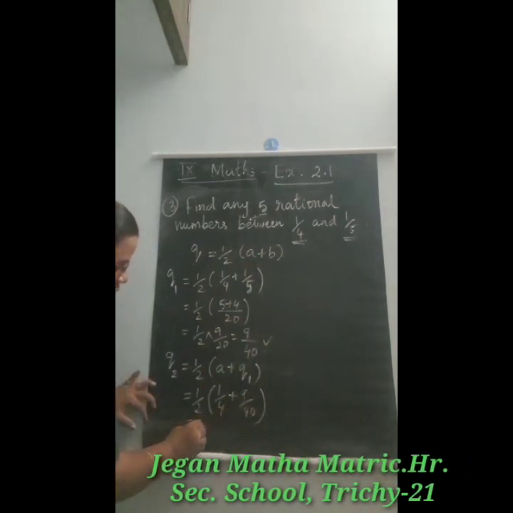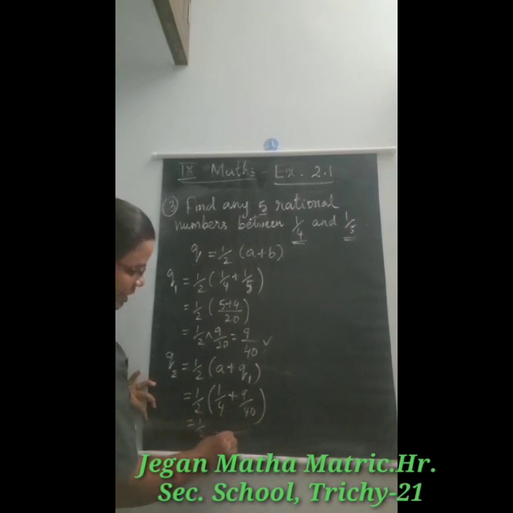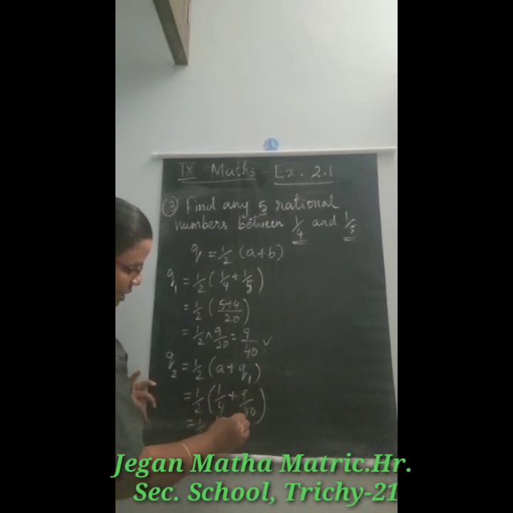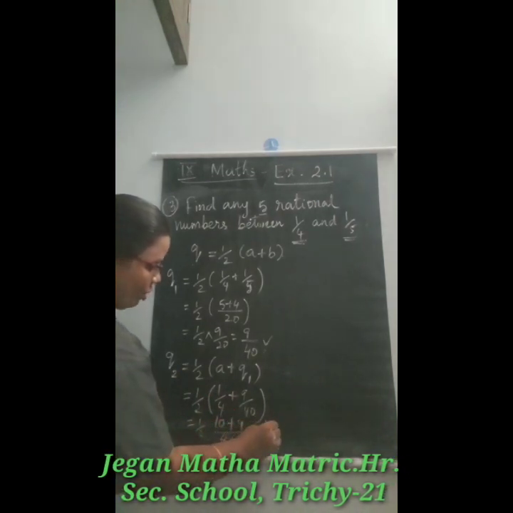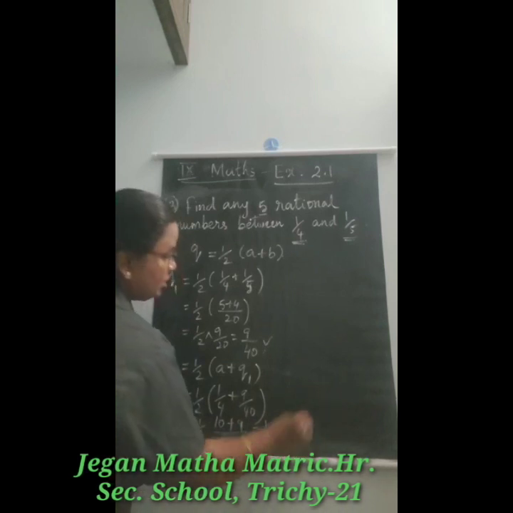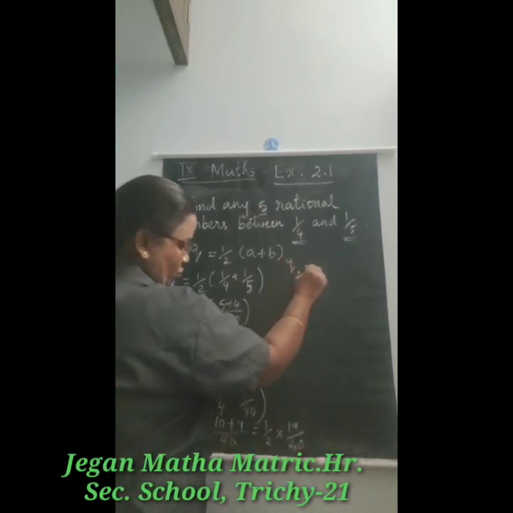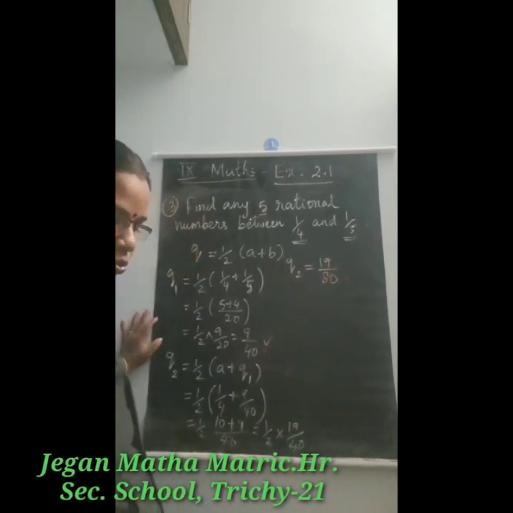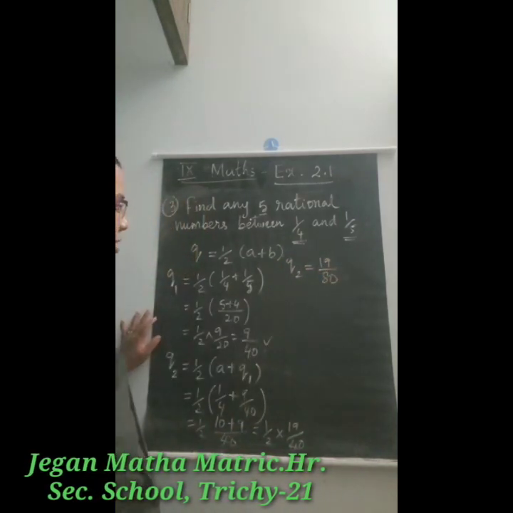So that is equal to 1 by 2 into 40, which is the LCM. Here 10 plus 9. So that is equal to 1 by 2 into 19 by 40. So Q2 is equal to 19 divided by 80.